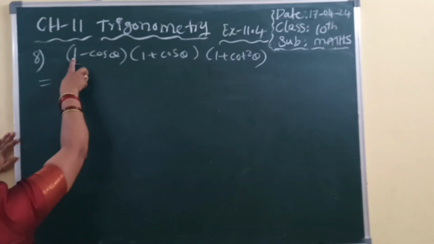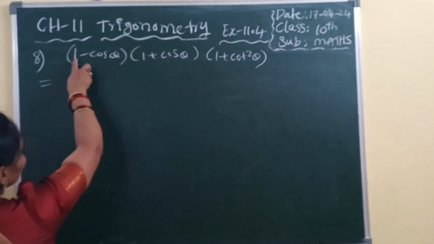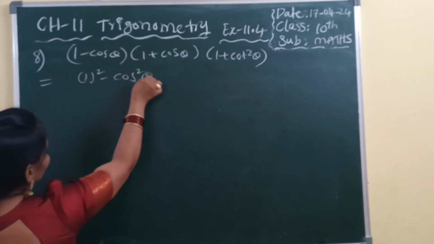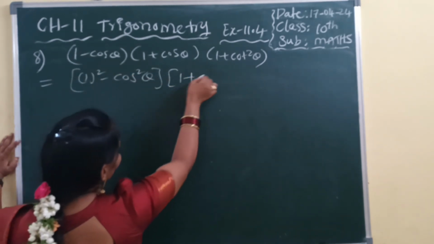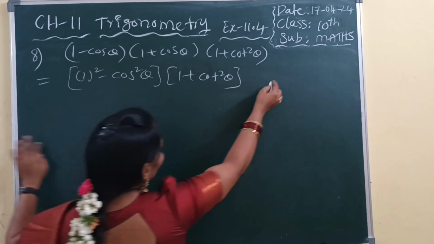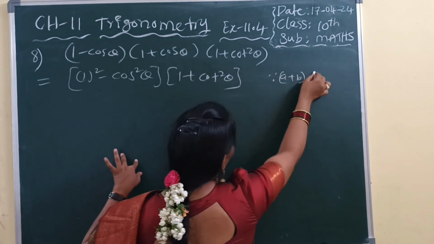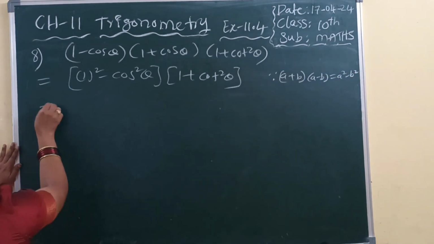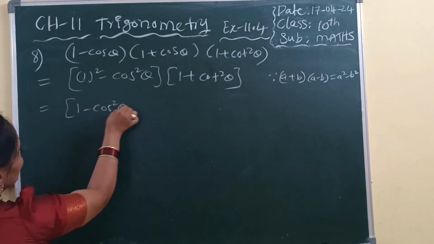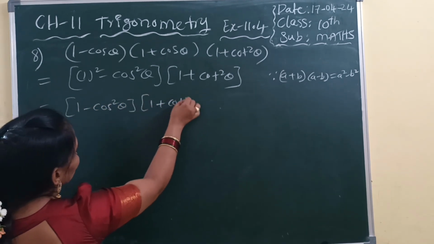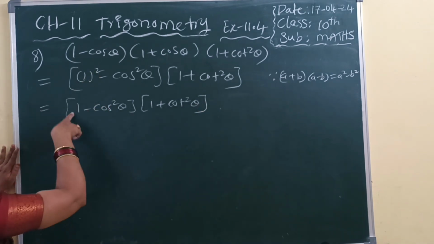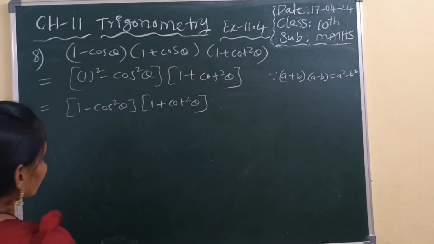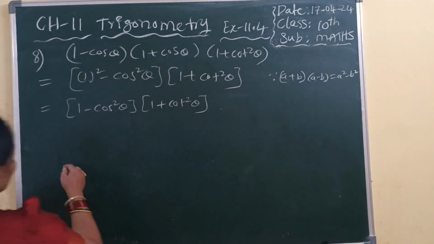See here. This is in the form of (a plus b) into (a minus b). So we can write a square minus b square into (1 plus cot square theta). Here I am writing (a plus b) into (a minus b), what we can write? A square minus b square. Now 1 minus cos square theta, into 1 plus cot square theta. See, 1 square in the sense 1 only, right?